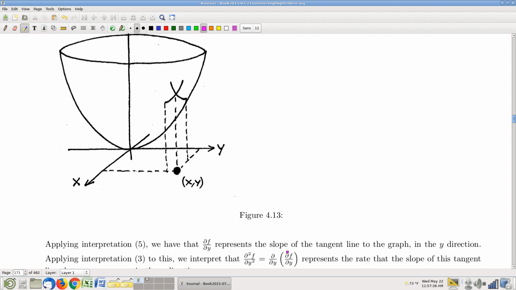By the way, you can think through for yourself if you were taking the partial with respect to x. You'd be looking at a cross-section kind of like that. The cross-section would look something like that, and that's morally the same idea. If the second partial with respect to x is positive, as it is here, that cross-section is concave up, as it is here. Okay. All right.